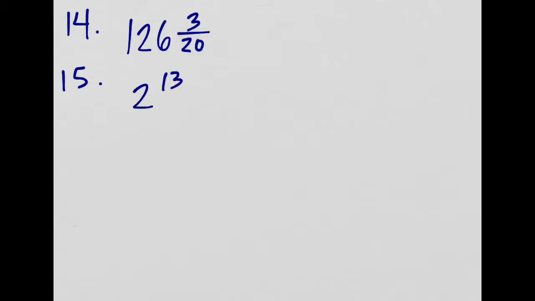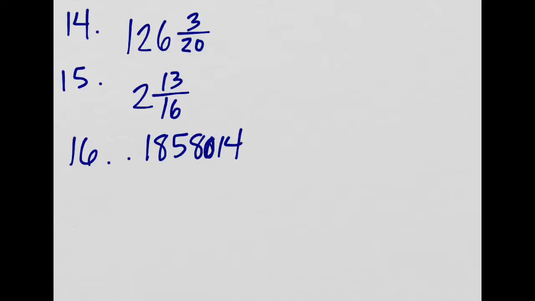Number 14, you should have 126 3/20. There is nothing else other than going all the way up to 20 for your common denominator. Number 15 is 2 13/16. Number 16, when you multiply these through, especially if you used a calculator, this shouldn't take you too long. Try this one on your own as well. This should be a 0.